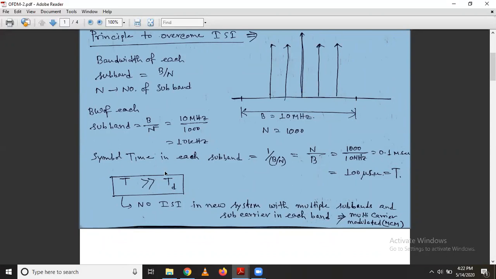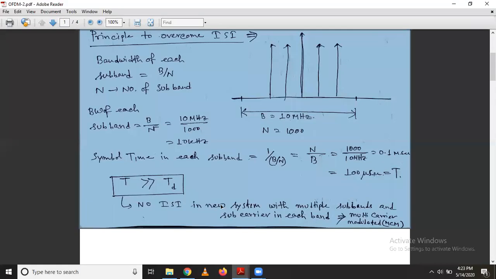Now what is the symbol time for each subband? It is nothing but 1 by bandwidth. So 1 by B by N, which gives you N by B, and with the N and B values, this will give you 0.1 millisecond. That means 100 microseconds. This is your symbol time for this particular example, which is much greater than the delay spread. That means there will be no ISI.